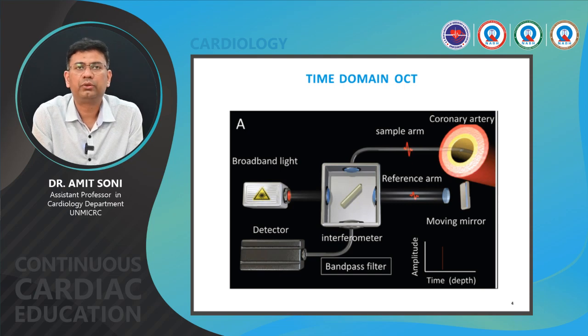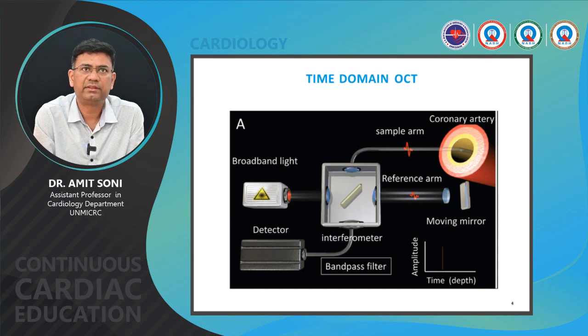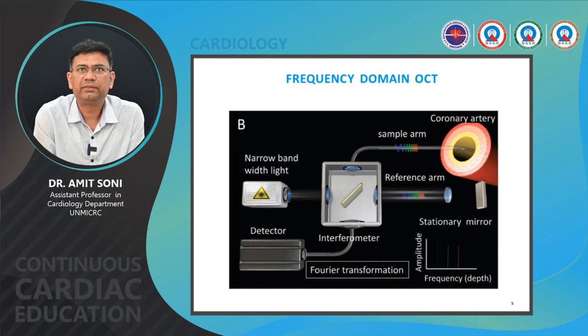There are two types of OCT. One is time domain and another is frequency domain. So how does time domain OCT work? This is based on a band pass filter that you can see. There is a broadband light source, detector and interferometer, a reference arm and a sample arm, and there is imaging of a coronary artery. Second is frequency domain OCT. Here again a narrow bandwidth light, detector, and interferometer that works on a Fourier transformation, and a reference arm along with the sample arm, and then there is imaging of a coronary artery.